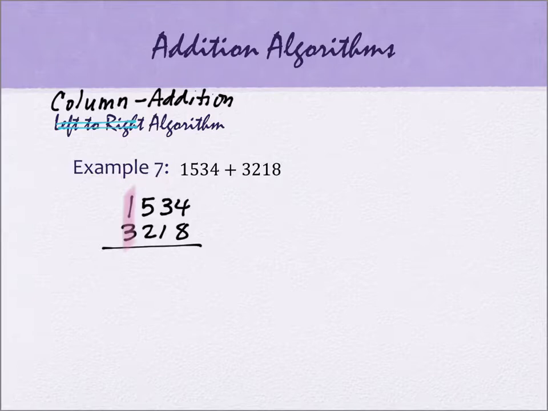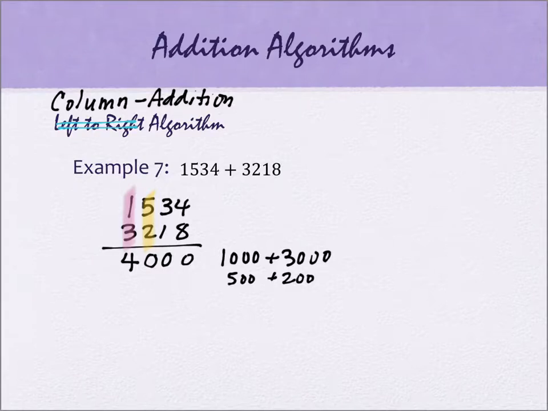So you're saying, hey, I've got a 1 and a 3 here. That's really 1,000 plus 3,000. And if I were to add those together, I would get 4,000. And so I write the 4 in the leftmost column and I put zeros everywhere else. And then you go to the next column, right? So you do the 5 and the 2. It's not really 5 and 2. It's really 500 and 200 that I'm adding. And when I do that, I get the 7 in the hundreds column and zeros in the other columns. So that's the number 700.